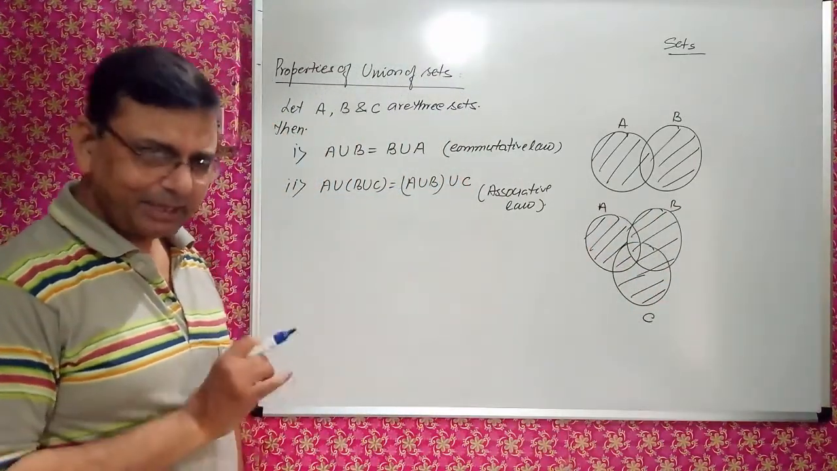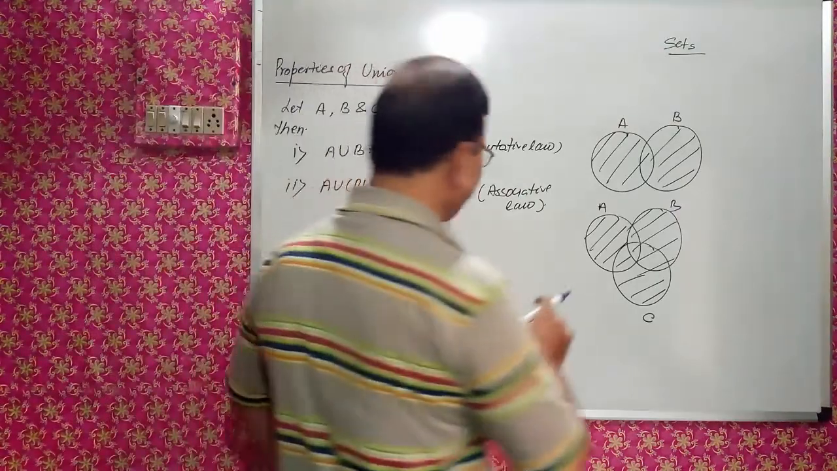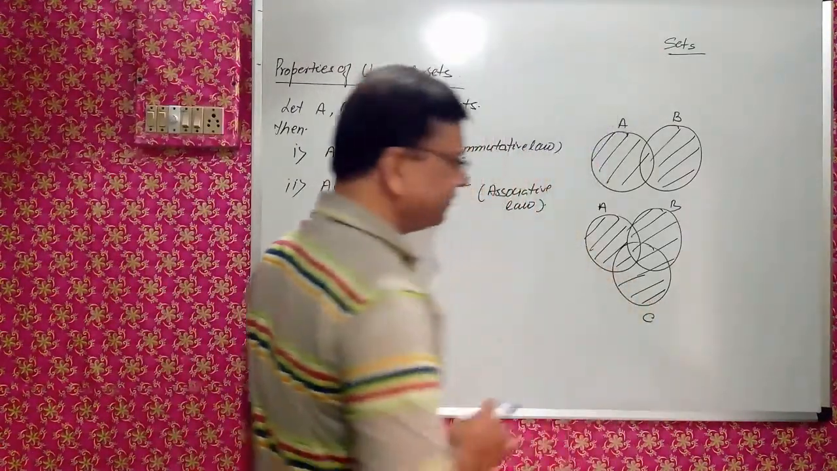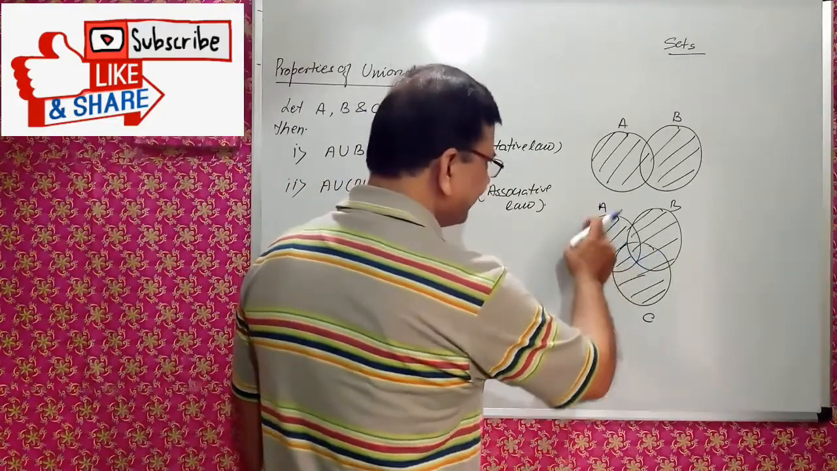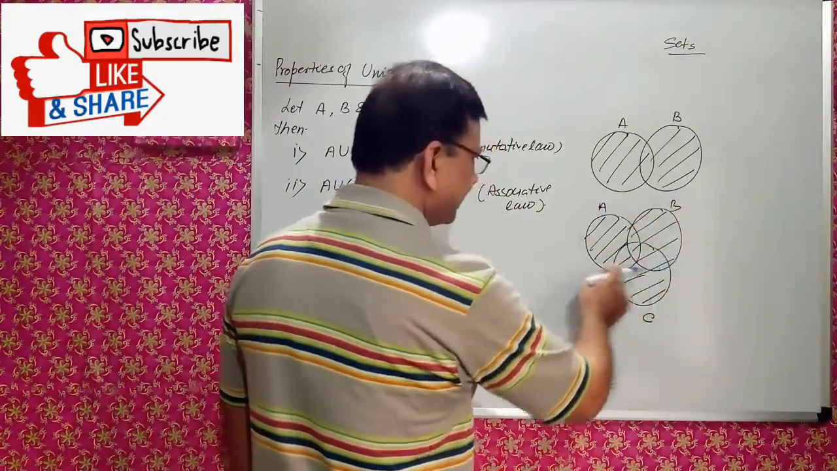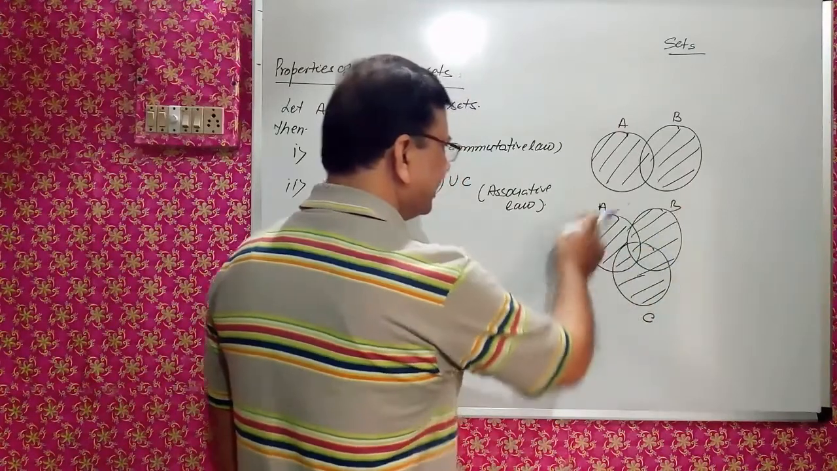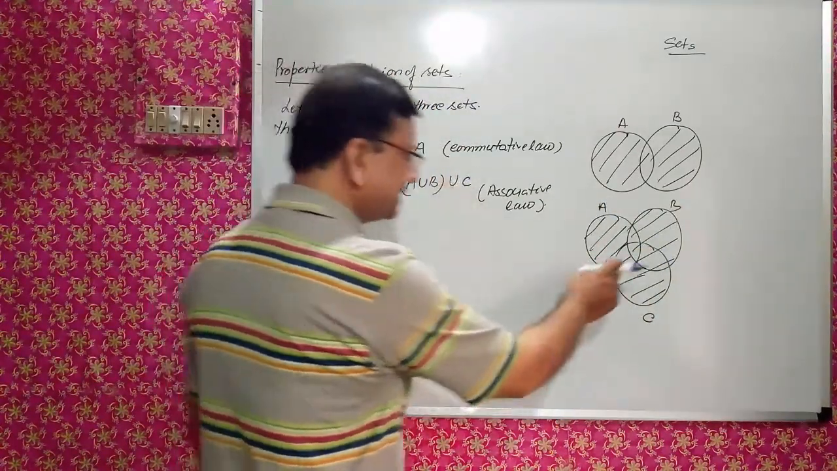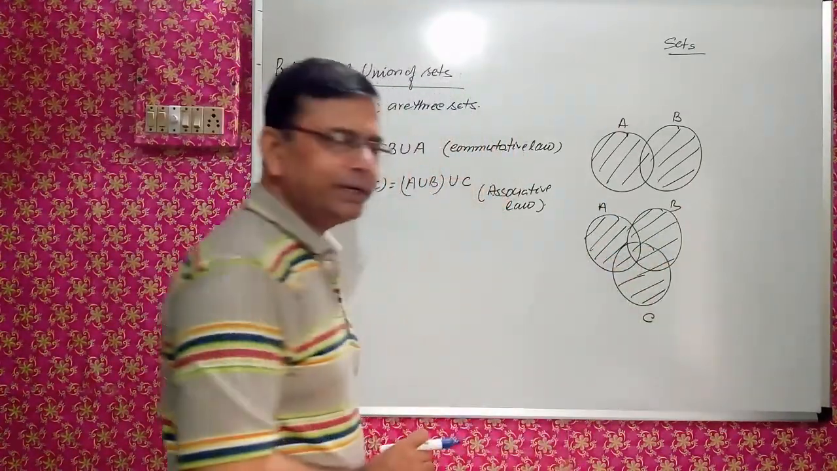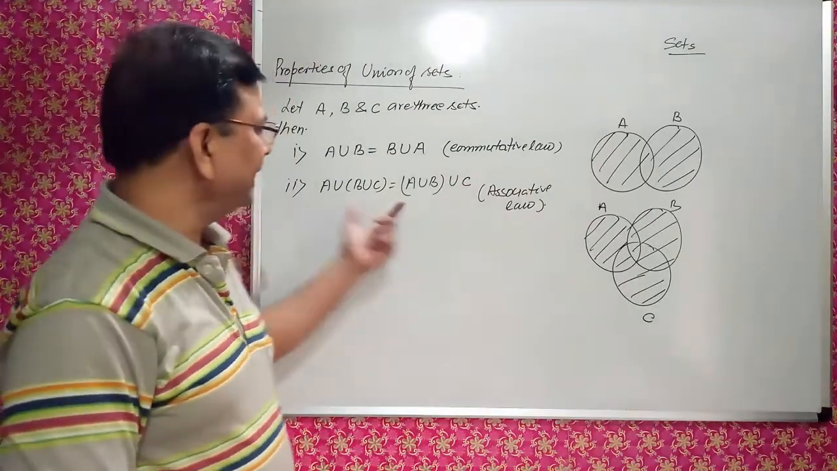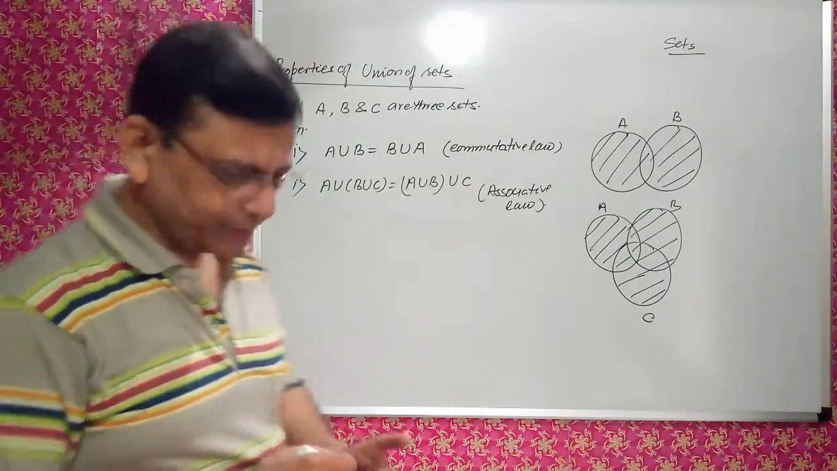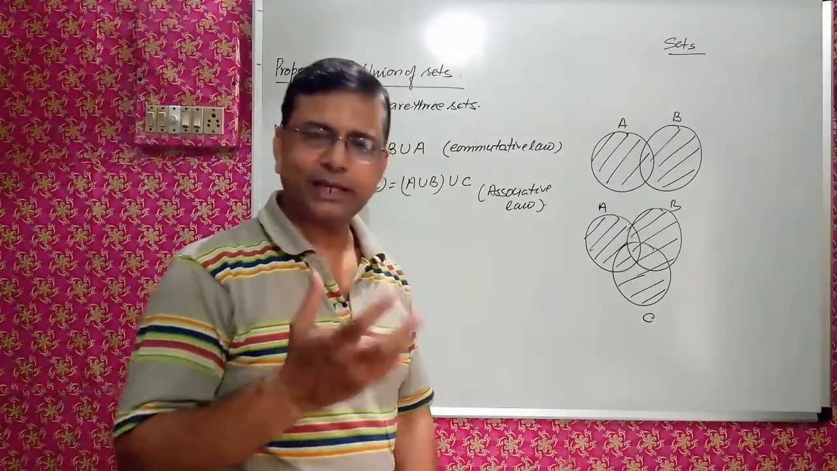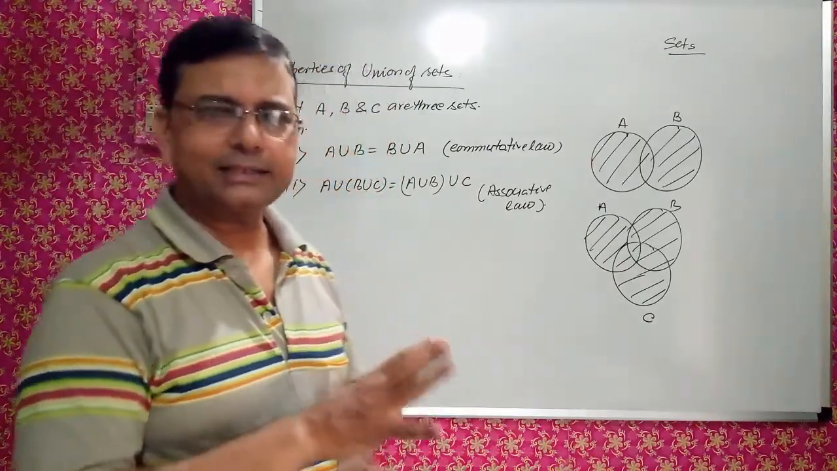Similarly, if you are taking A union B first, this area will come, A union B. And if you are taking union with C, then this area will also get included in this. It means you will get the same thing in both the cases. And you can take sets also. Any two or three sets you take, you will find it, and you will realize that these two are equal.